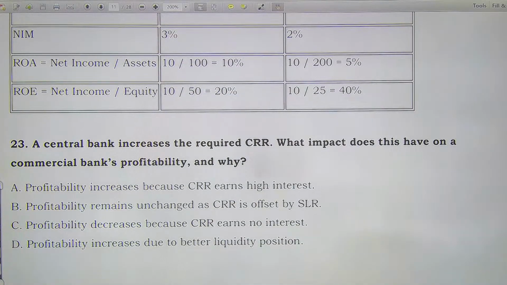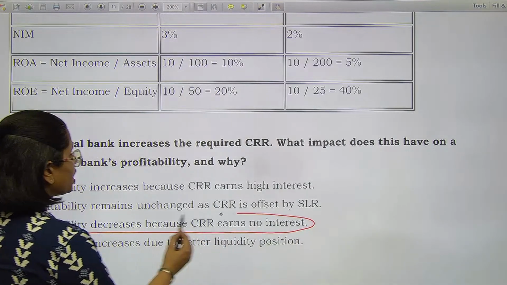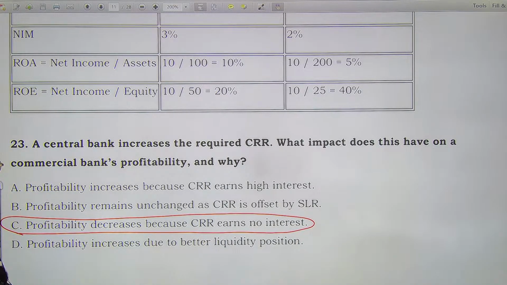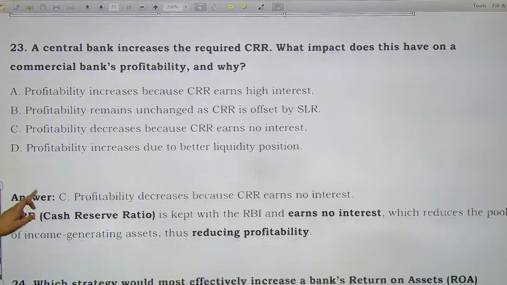Now, a central bank increases the required CRR. What impact will it have on commercial banks' profitability? Profitability कम हो जाएगी because we know that the cash kept with RBI does not earn any interest. So obviously this is going to decrease.